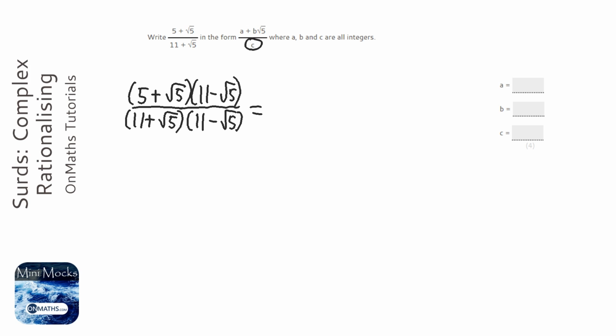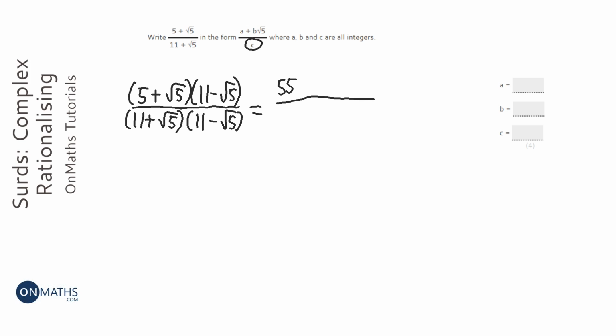You do it the same way as you do quadratics, whichever method you want, first outside, inside, last, or double smiles and rainbows, or smiley face, or whatever you choose to do it. So I'm going to do the top first. 5 times 11, which is 55. 5 times minus root 5, which is minus 5 root 5. 11 times root 5, which is 11 root 5.